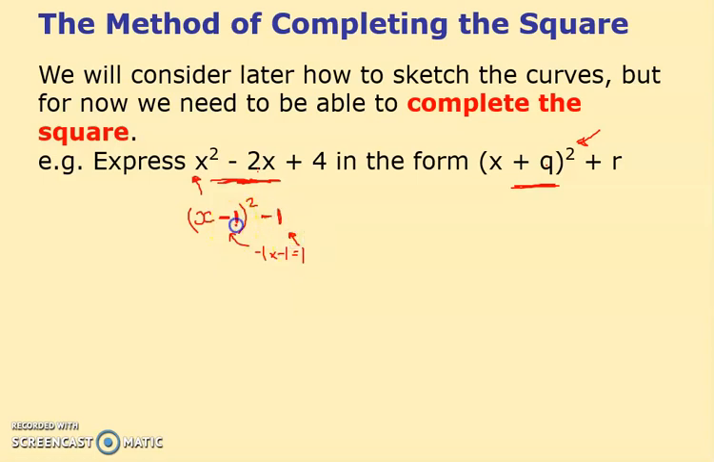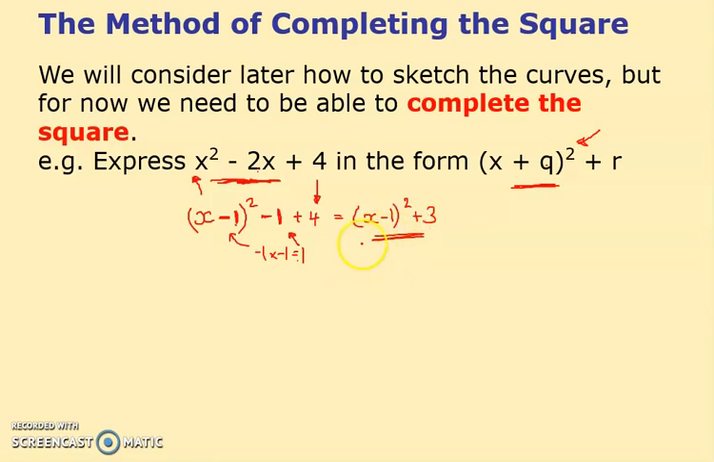So having got from minus 1 to 1, I now have to take it away. Don't forget it says plus 4. So my final answer, and this is the final answer, is (x minus 1) all squared plus 3. Now you may not be convinced by that.